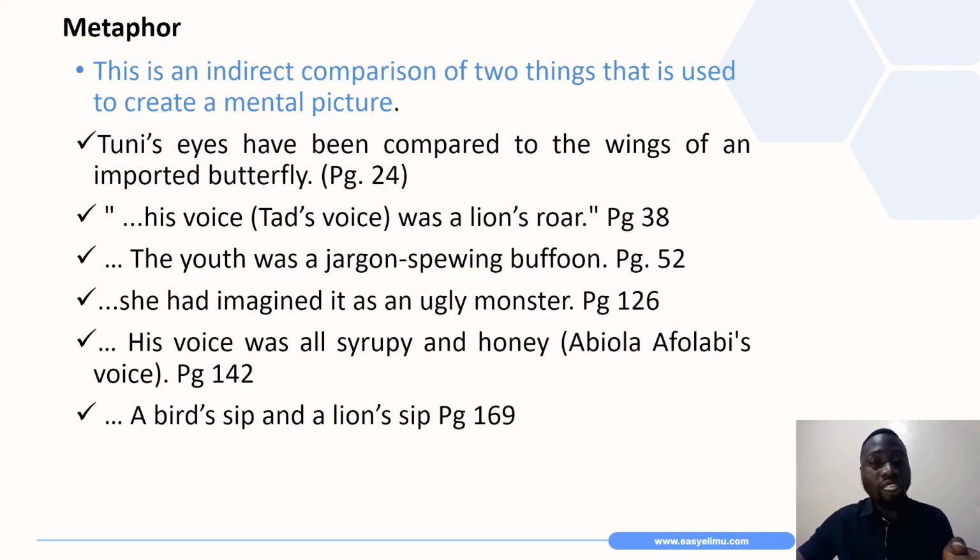Then again, she had imagined it as an ugly monster on page 126. Then his voice was all syrupy and honey. So Abiola's voice is being compared to what? To the taste of syrup and honey. Then a bird's sip and a lion's sip. Again, the sip that a bird can take and a lion can take are compared using metaphor.